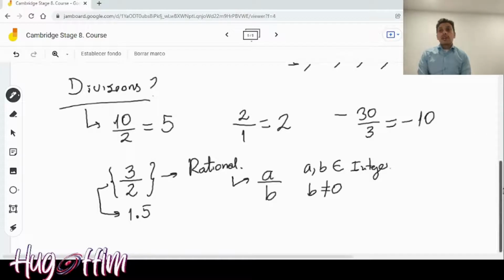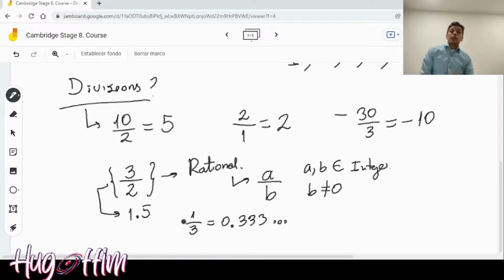Or some fractions, like 1/3, could be expressed as a repeating decimal. So repeating decimals are also fractions, also rational numbers. If you can express a number as a ratio of two numbers, like for example 10 divided by 2, you can say that it is a rational number. This is why 5 is also a rational number.